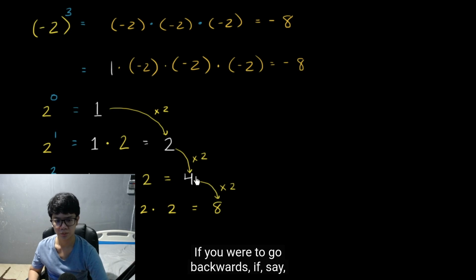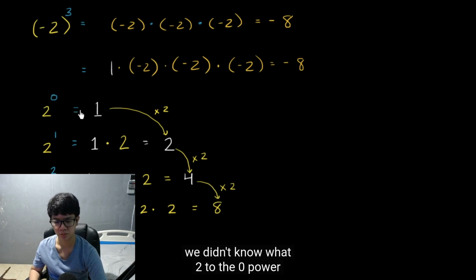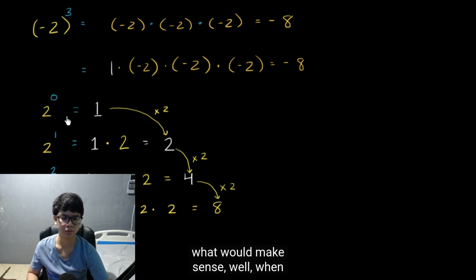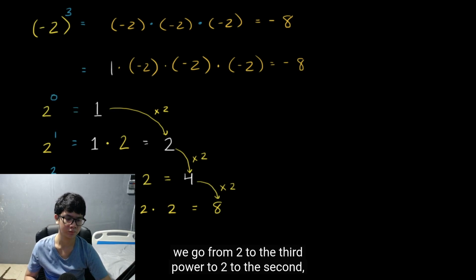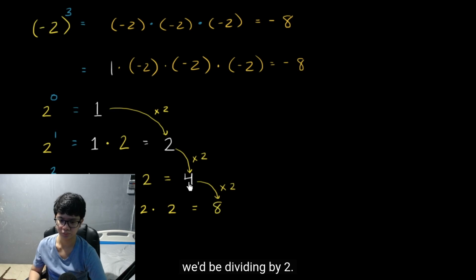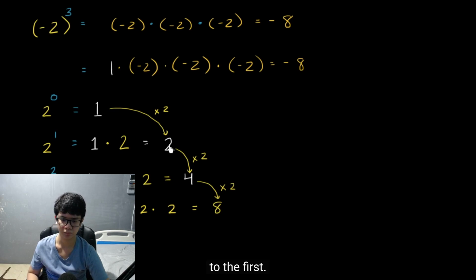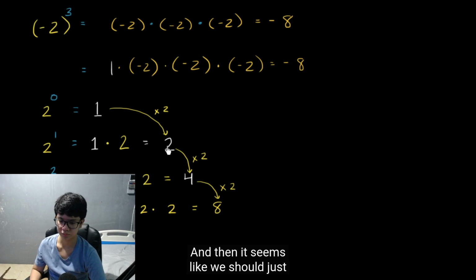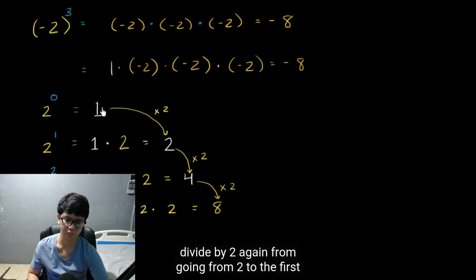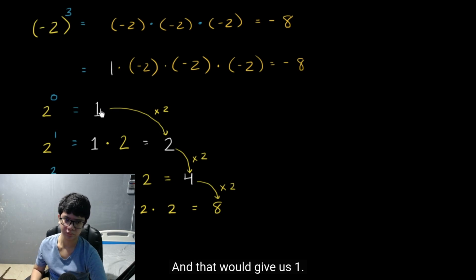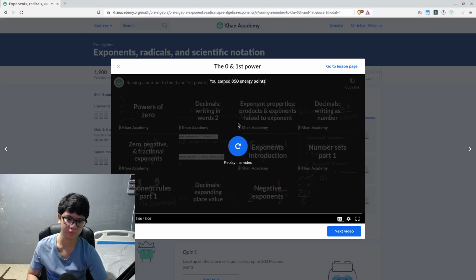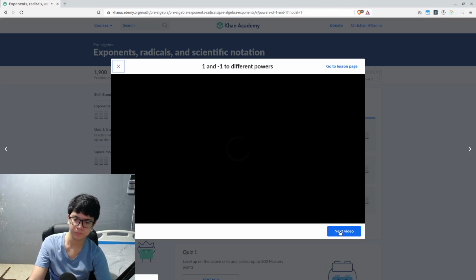And this is another intuition of why something to the 0 power is equal to 1. If you were to go backwards, if say we didn't know what 2 to the 0 power is and we were just trying to figure out what would make sense. When we go from 2 to the third power to 2 to the second, we'd be dividing by 2. We're going from 8 to 4. Then we divide by 2 again to go from 2 to the second to 2 to the first. And then it seems like we should just divide by 2 again going from 2 to the first to 2 to the 0. And that would give us 1. Cool.